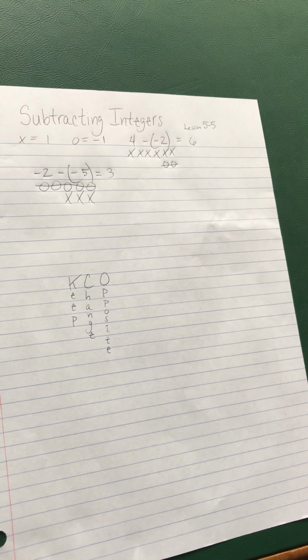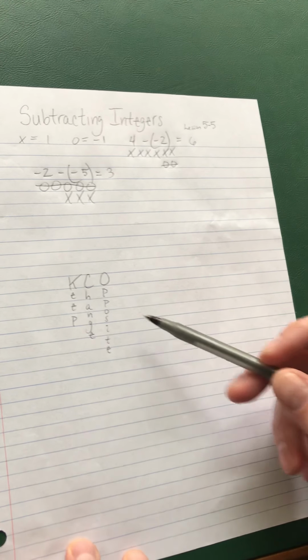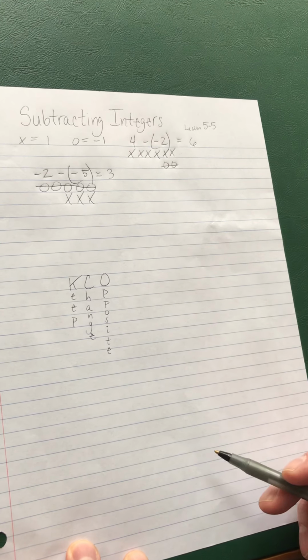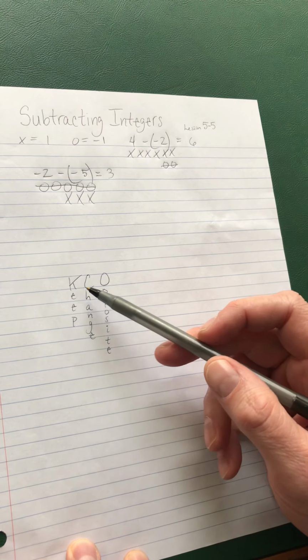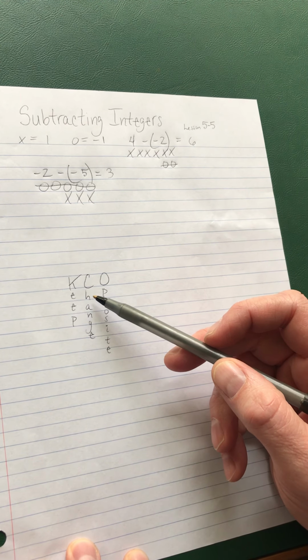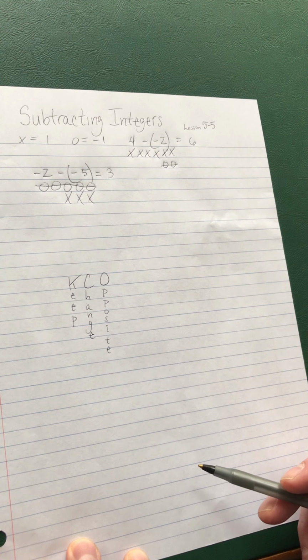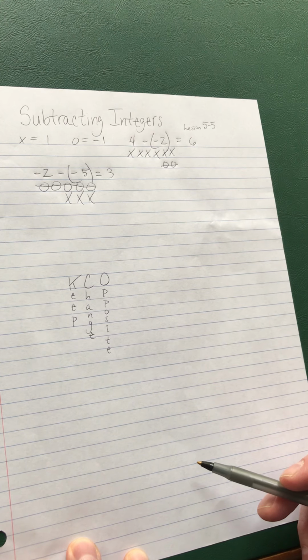So again, the counters are great. You don't want to use counters when you're doing something like 22 minus -5, for example. You definitely don't want to be making 22 x's. So what I like to use is the acronym KCO, which stands for Keep, Change, Opposite. If you write this down above every subtraction problem, anytime you're subtracting integers, it'll definitely help you. That's the best advice I can give you with subtracting integers.